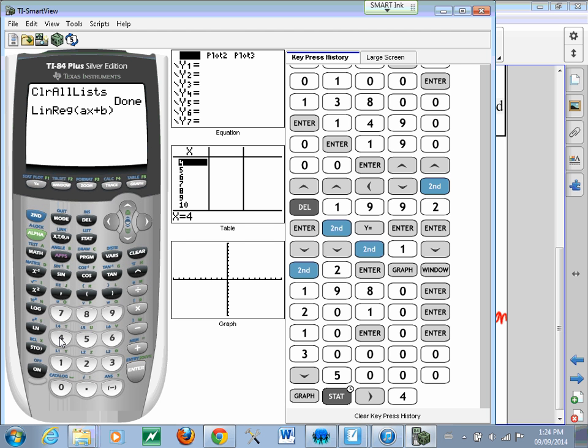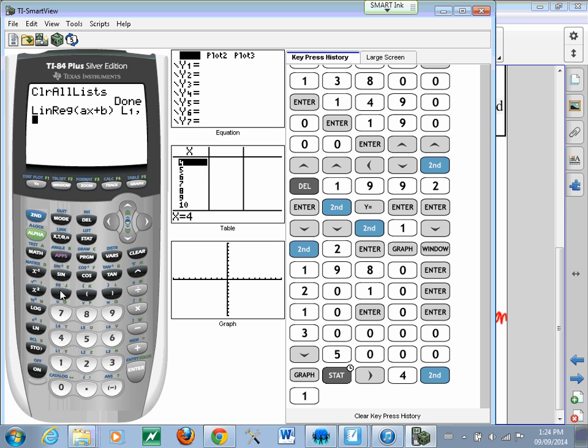So we're going to make sure we know that we got them from L1 and L2. So you see in the next line it says to press second 1, comma, second 2. That tells us we want to get the data from list 1 and list 2. We're going to press another comma, and we're also going to get it to come up with the equation in y equals for us.